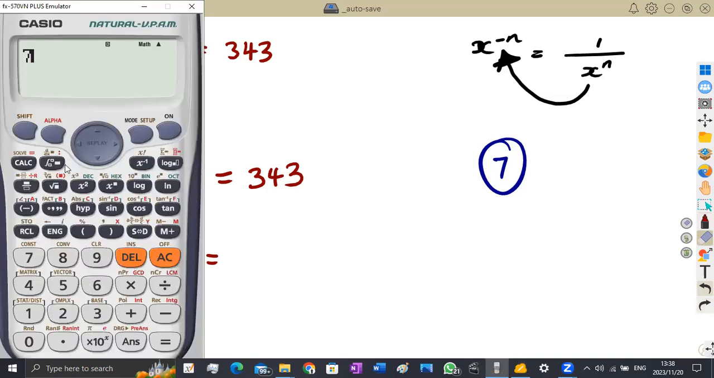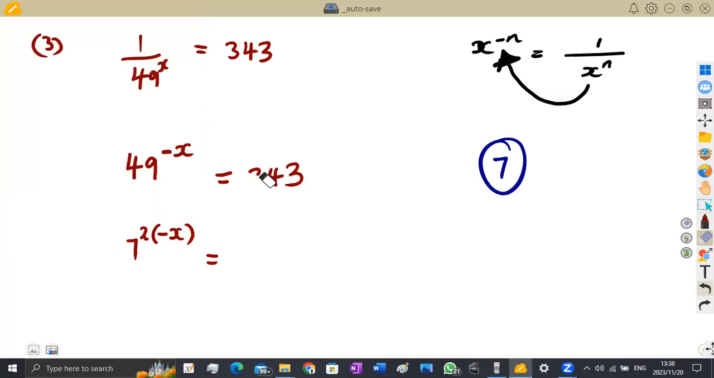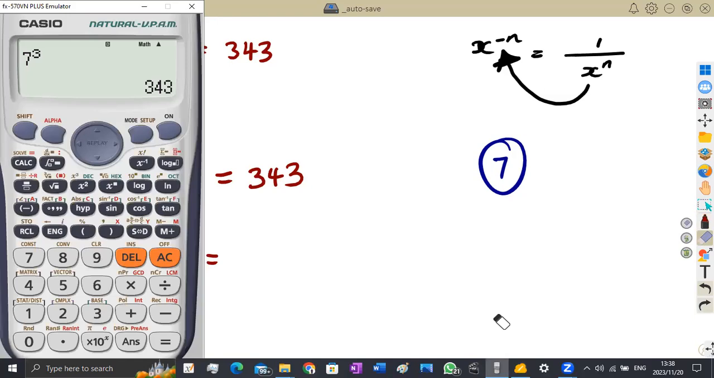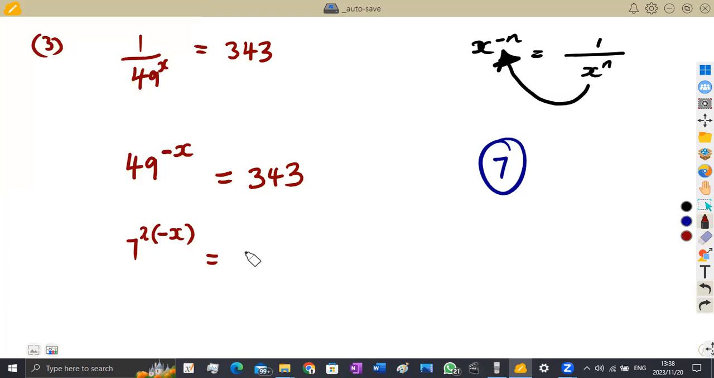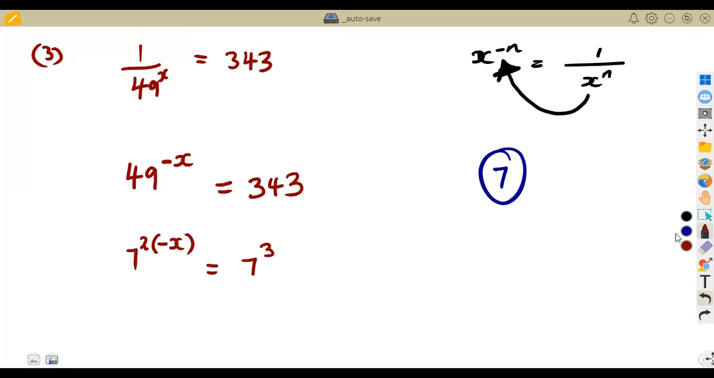Okay, let's move on. 7 to the exponent of 3, it's a trial and error. We see 7 to the exponent of 3 is 343, which is exactly the number that we want here. So it means that 343 is the same as 7 to the exponent of 3. So in place of this, we are going to write 7 to the exponent of 3. Guys, once you are at this stage, you are done.